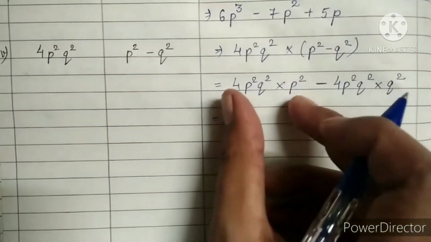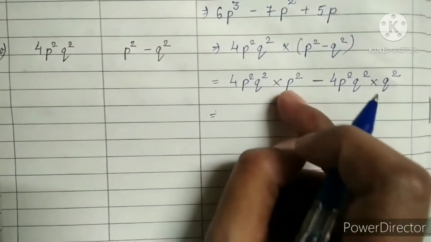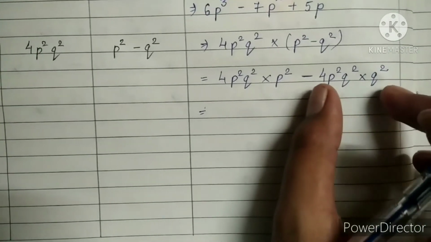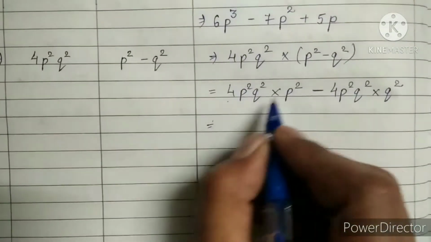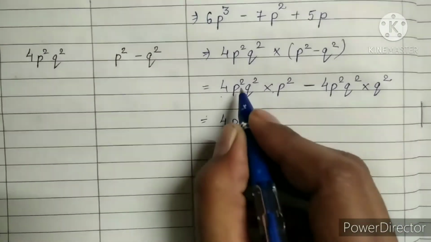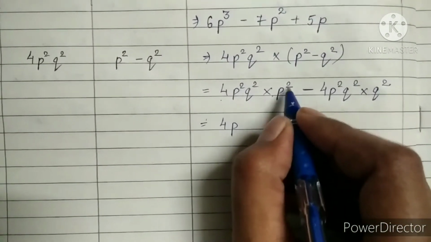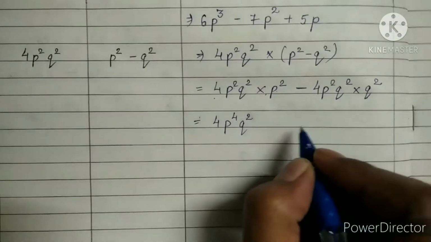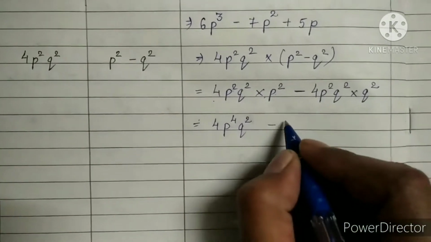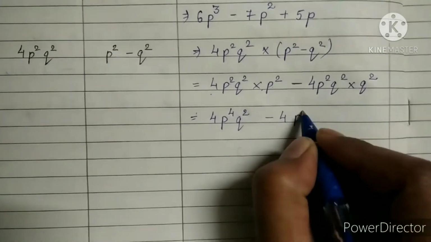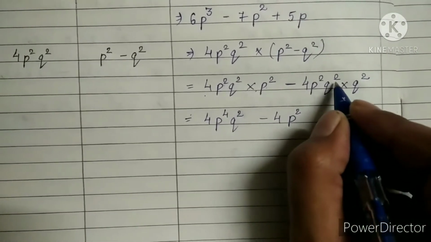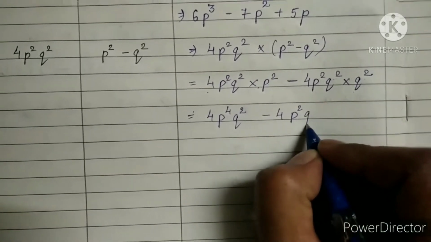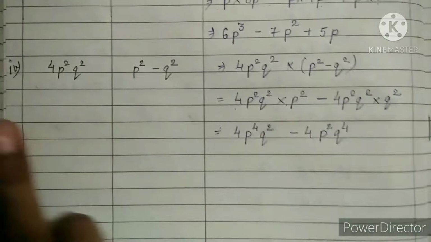You can see in the first one we have p square in both, and in the second we have q square in both. So 4 times 1 is 4, p is to power 2, p is to power 2, 2 plus 2 is 4, q square as it is, minus 4 times 1 is 4, p square as it is, q is to power 2, q is to power 2. So 2 plus 2 is 4. So this is the solution of the fourth one.